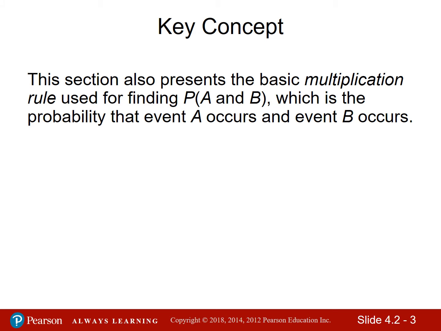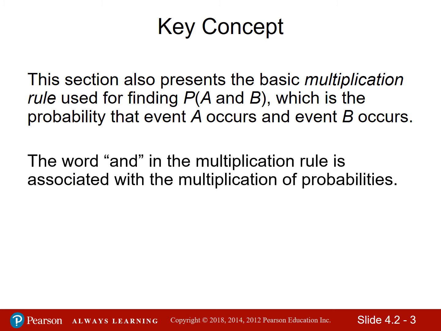Now multiplication. With basic multiplication, P of A and B. So the word "and" means multiplication. You are multiplying the probabilities. So this is the probability that event A occurs and event B occurs, but event A occurs first, then event B occurs next. Okay.